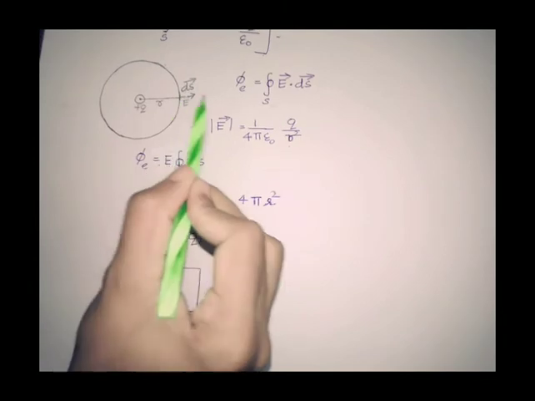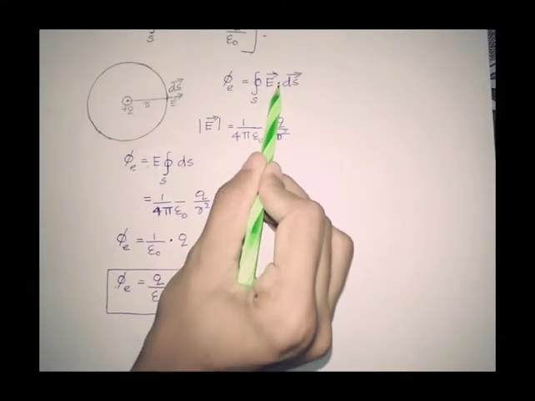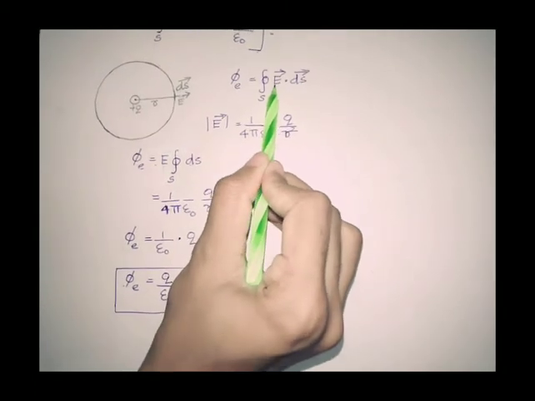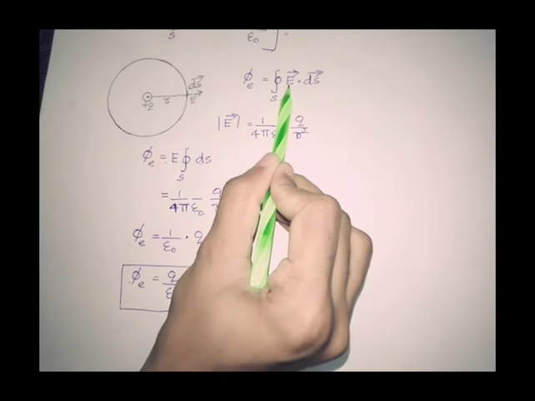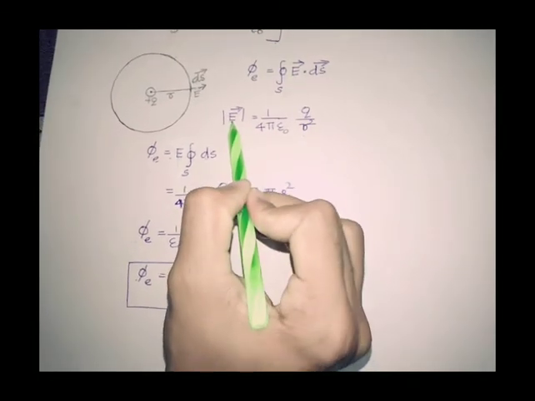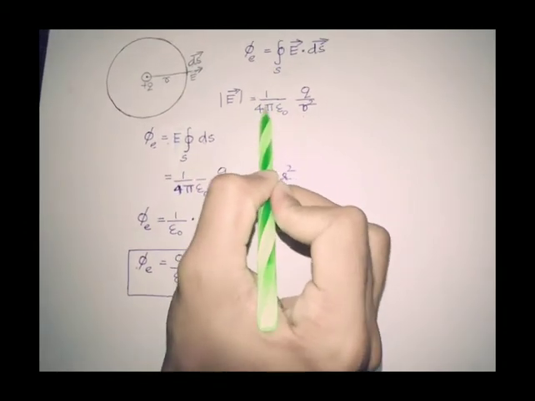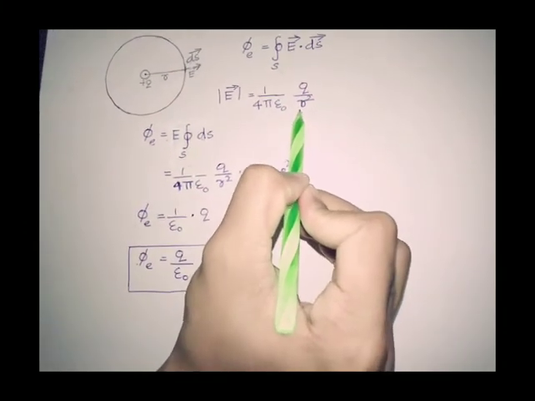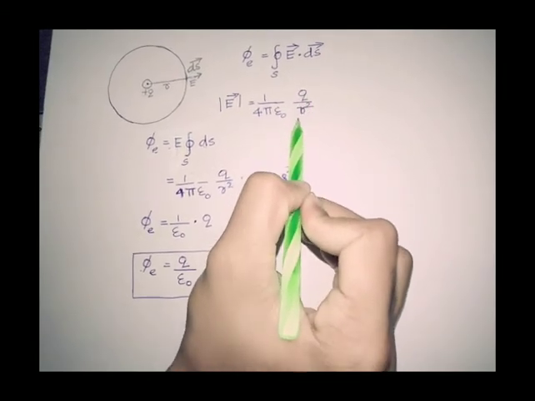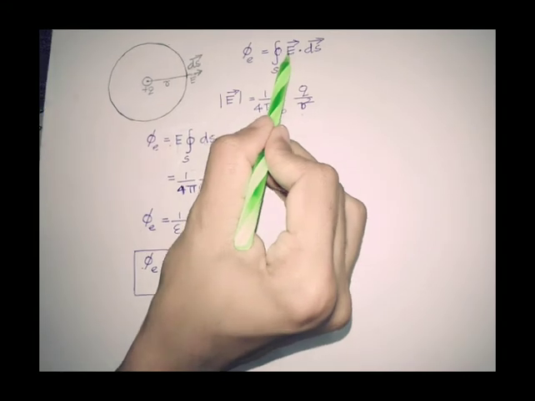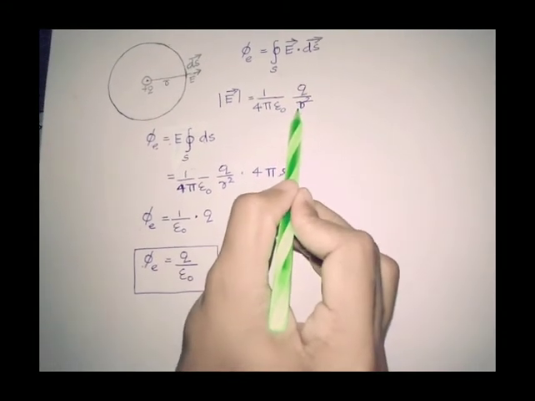We know that electric flux phi is equal to the closed integral of E vector dot ds, where E is the electric field intensity. We can derive an equation. In the previous classes, we discussed that the electric field intensity E is equal to 1 by 4 pi epsilon 0 times Q by r square. This is a constant.